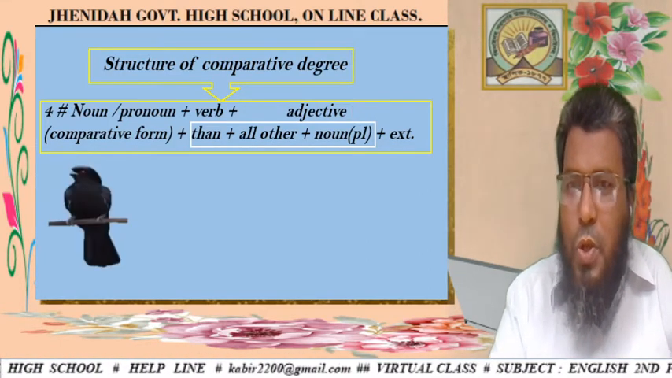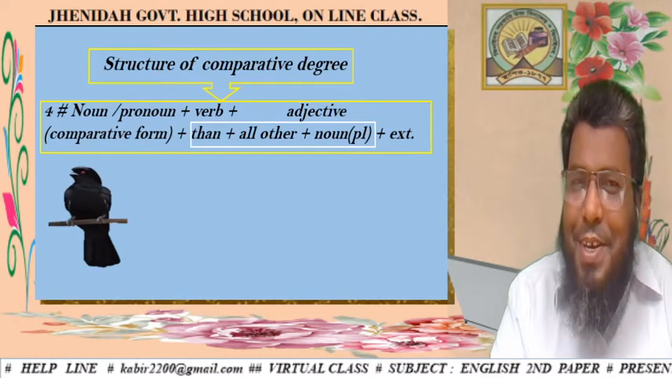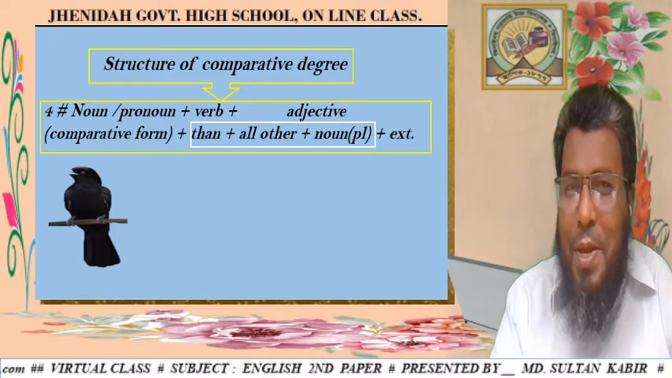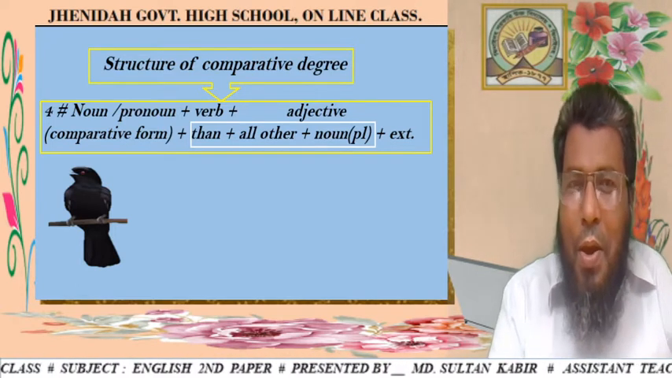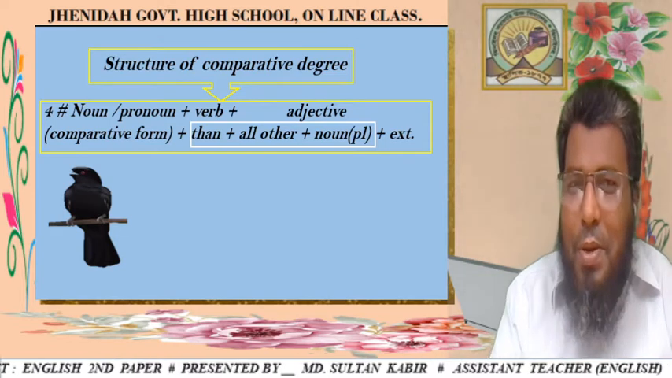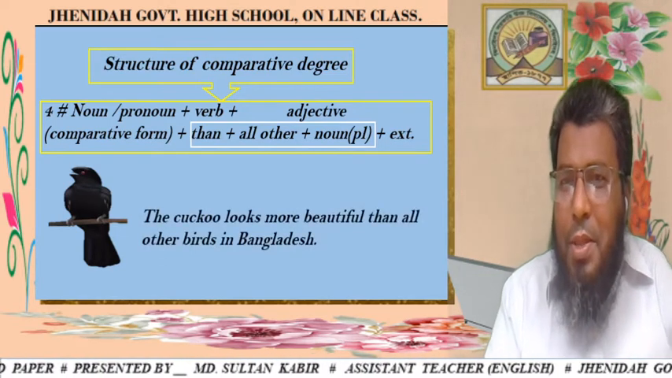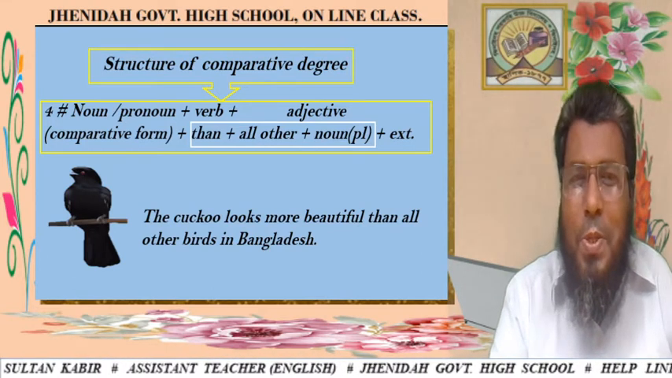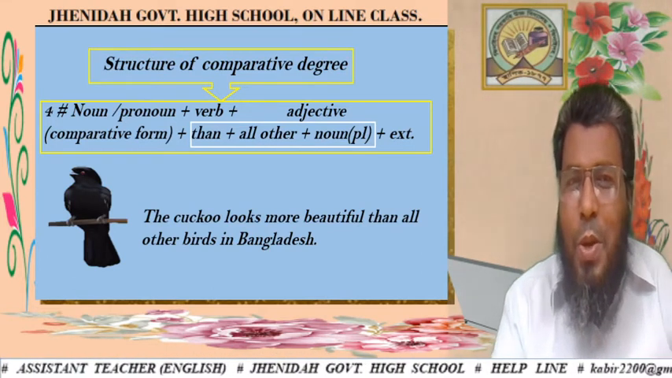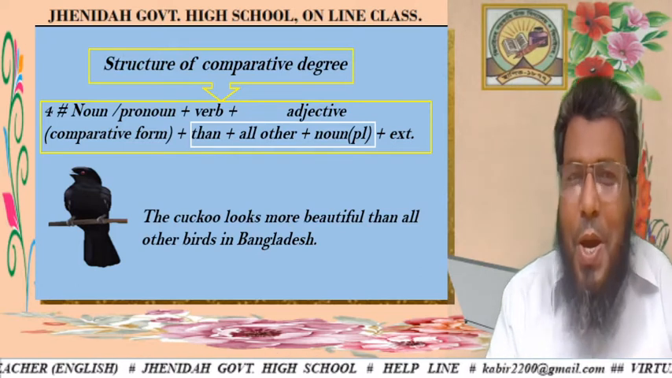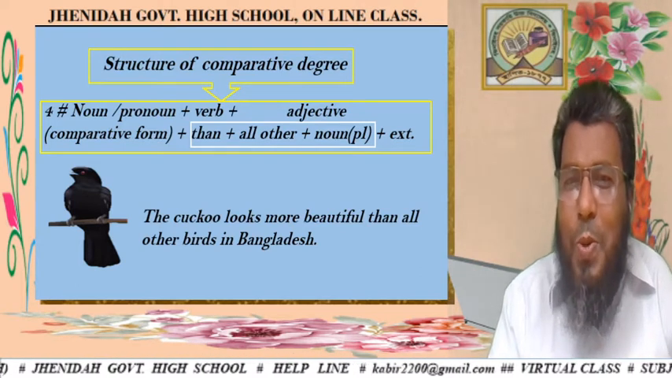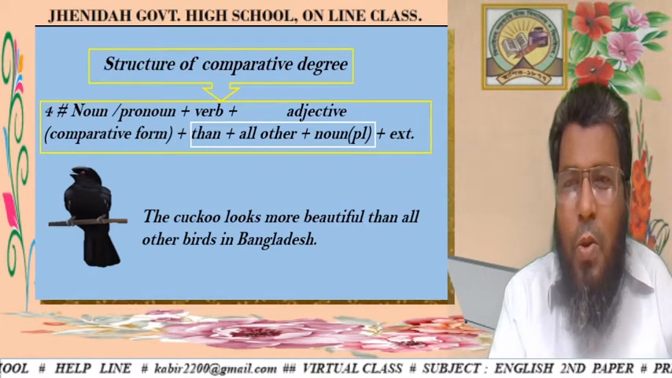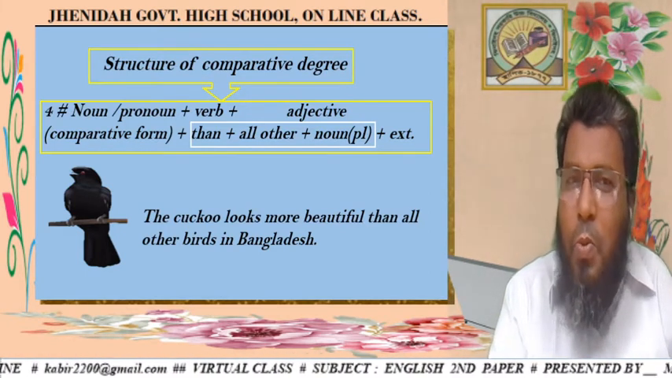Now the structure. This is the kakku, the singing bird of our country, and sometimes we may call it the seasonal bird. The kakku looks more beautiful than all other birds in Bangladesh. There are so many birds in Bangladesh, and that's why it is called the land of birds. So the kakku looks more beautiful than all other birds in Bangladesh. Here the structure is then all other plus noun plural.